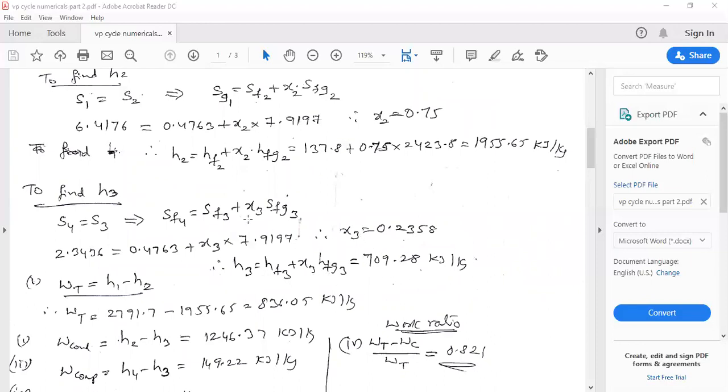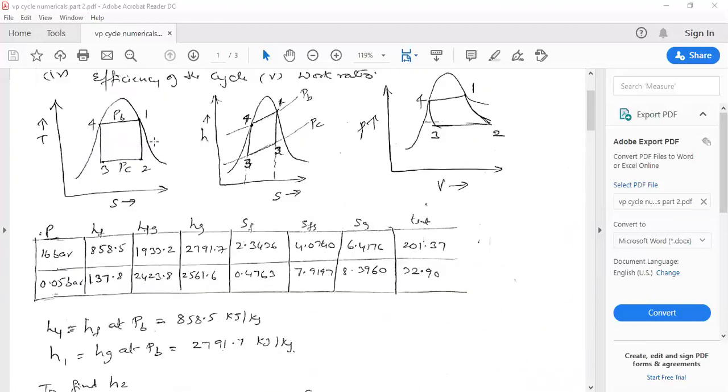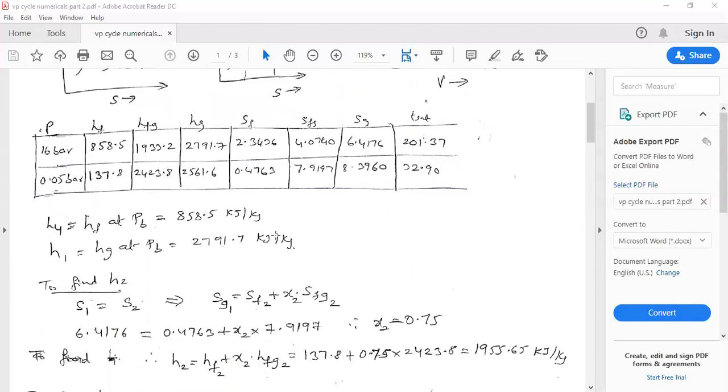So once you get the values of H1, H2, H3, what is H4? H4 is directly on the saturated liquid line on the boiler pressure. So directly we can get the value of H4 is equal to HF at boiler pressure PB. HF at boiler pressure is 858, substitute here. So now we got all four enthalpies, H1, H2, H3 and H4.